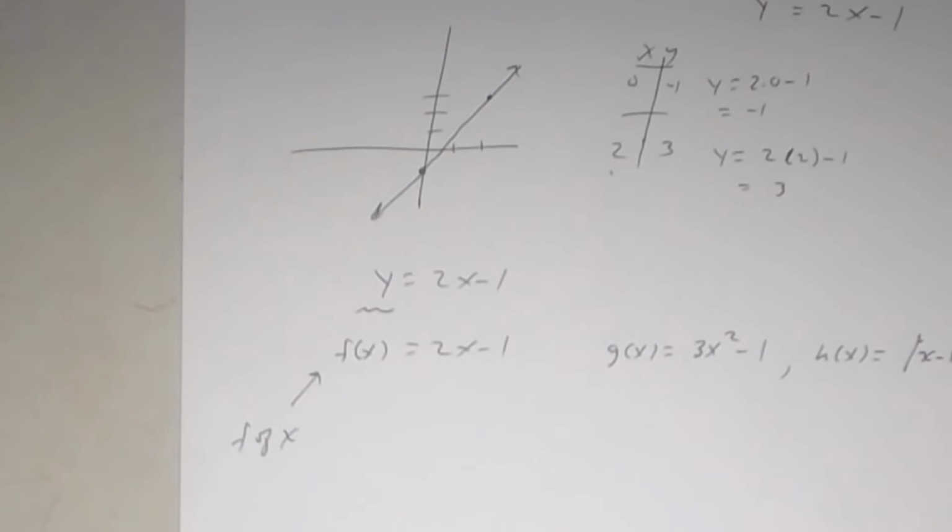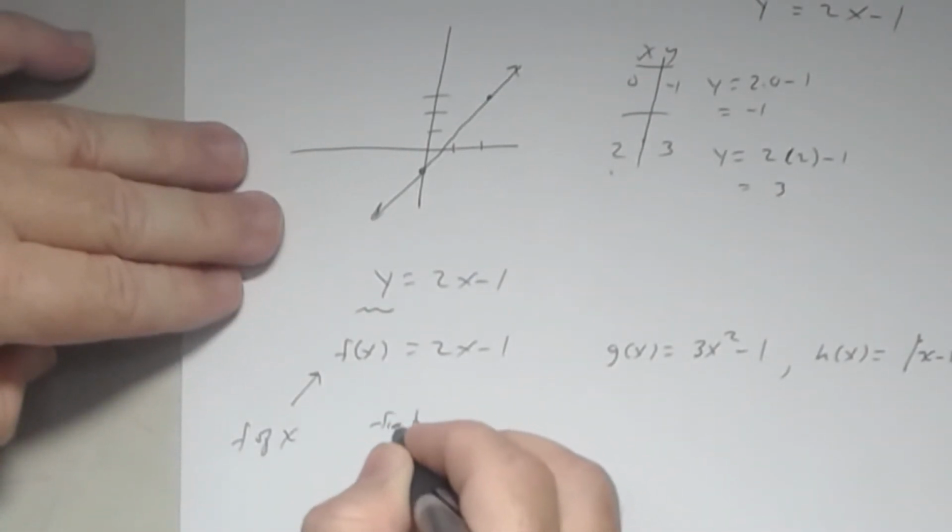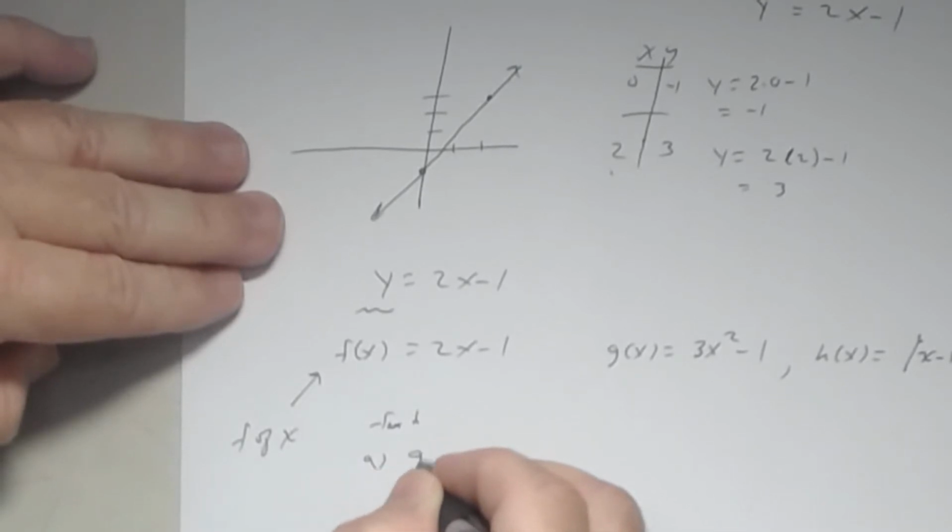All right, so here's what you can do with that. I could say, all right, let's find a g of 0.